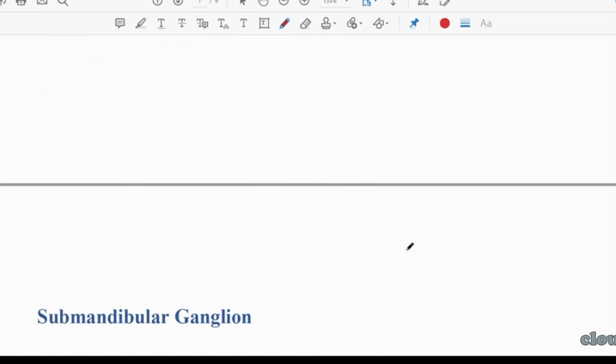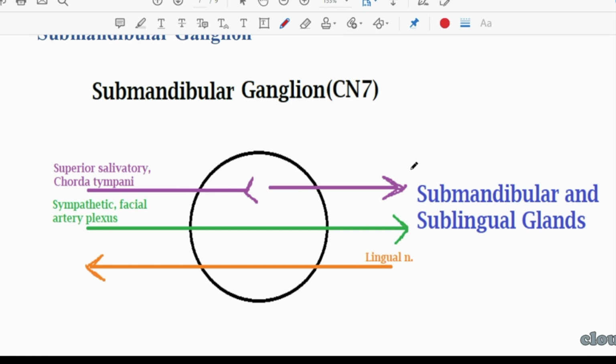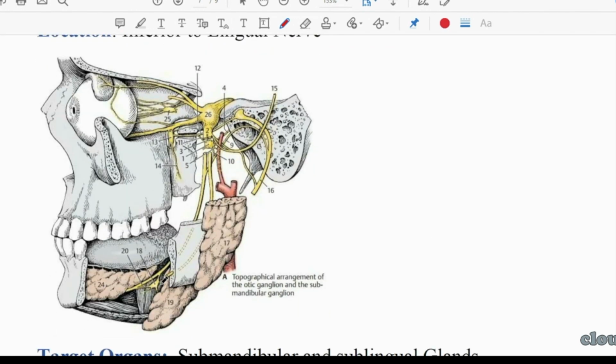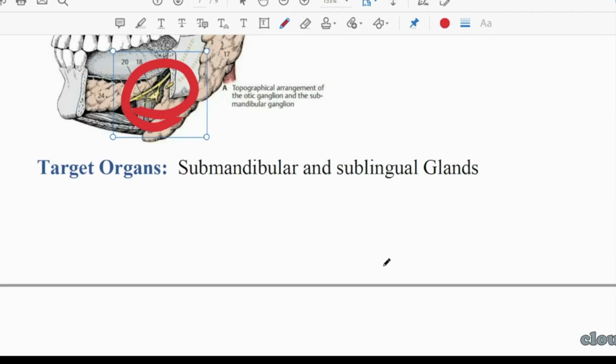And moving on to the submandibular ganglion. The submandibular ganglion arises from cranial nerve 7. It arises from the superior salivatory nucleus and travels within the chorda tympani, which is a branch of the facial nerve. It synapses in the submandibular ganglion, and the postganglionic fibers travel directly to the target organs, which are the submandibular and the sublingual glands. When we talk about the location of the submandibular ganglion, it is located inferior to the lingual nerve. And the target organs, as mentioned earlier, are the submandibular and sublingual glands.